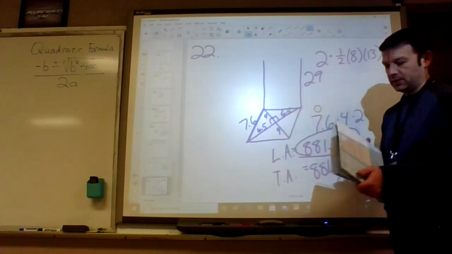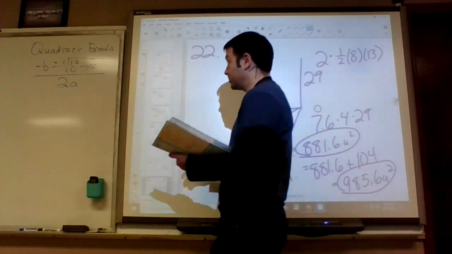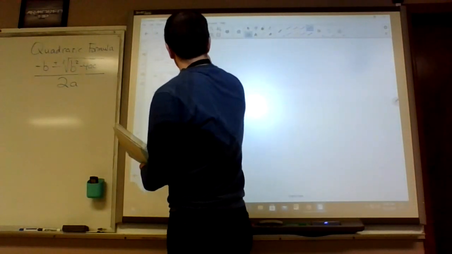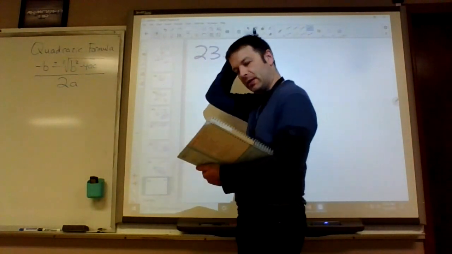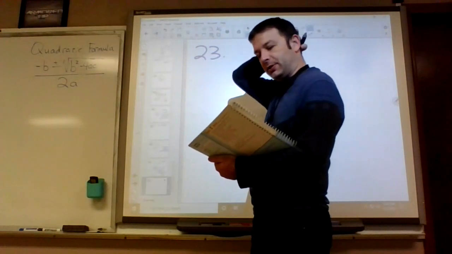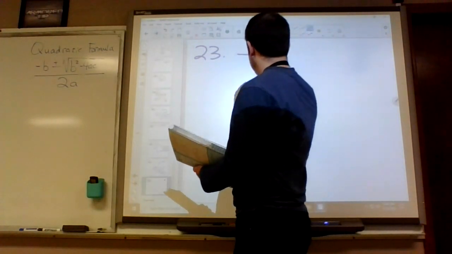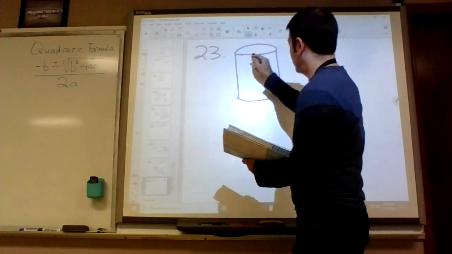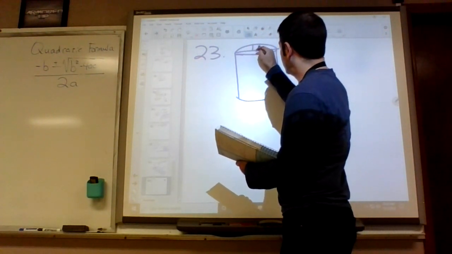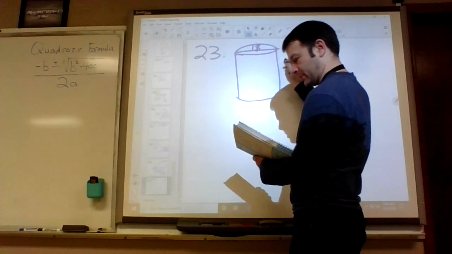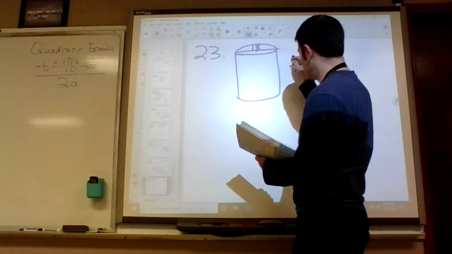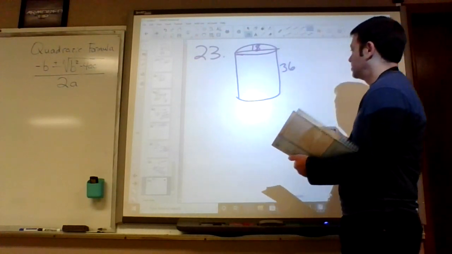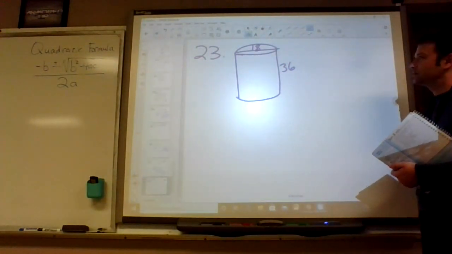Alright. 22 is definitely the hardest on this assignment, but 23. A cylinder, okay, back to the basics here. Cylinder with diameter 18 and height of 36. Would that just be diameter times height?